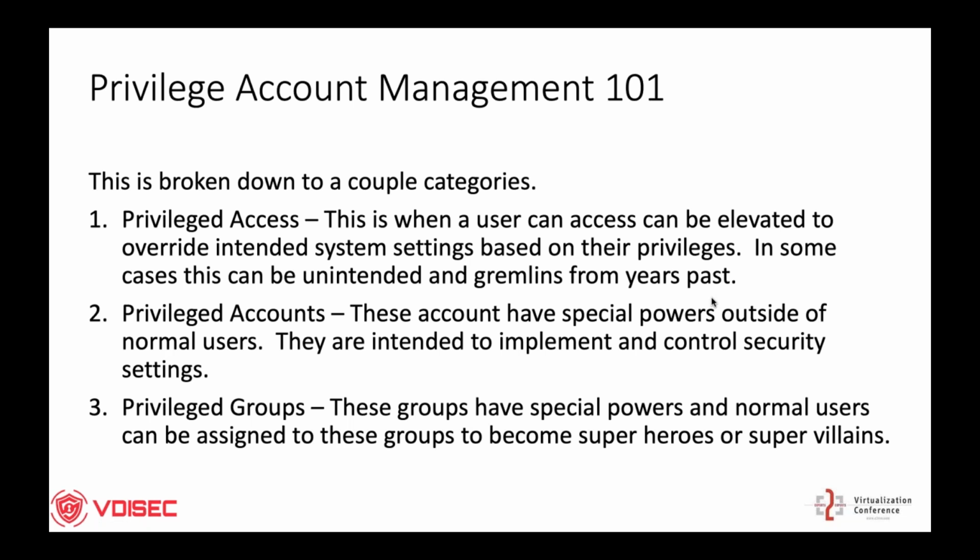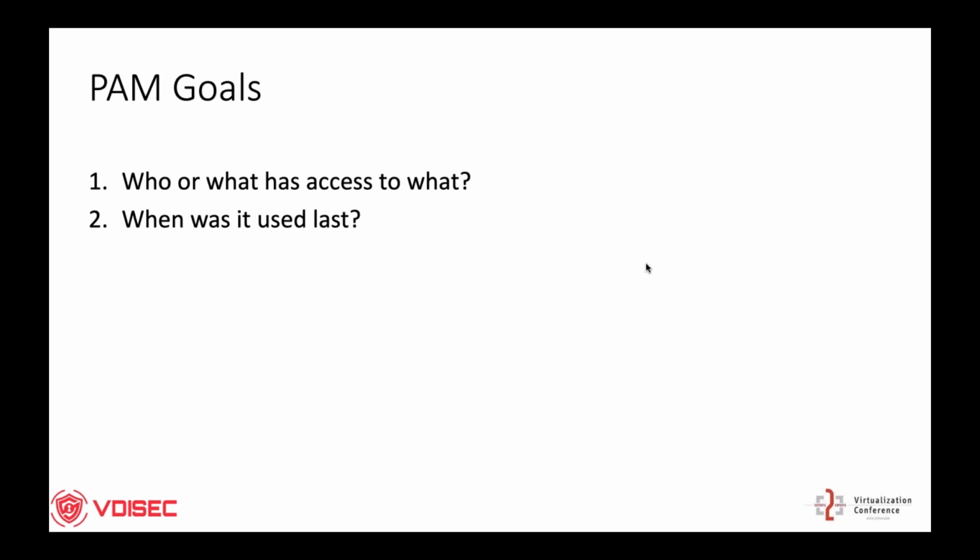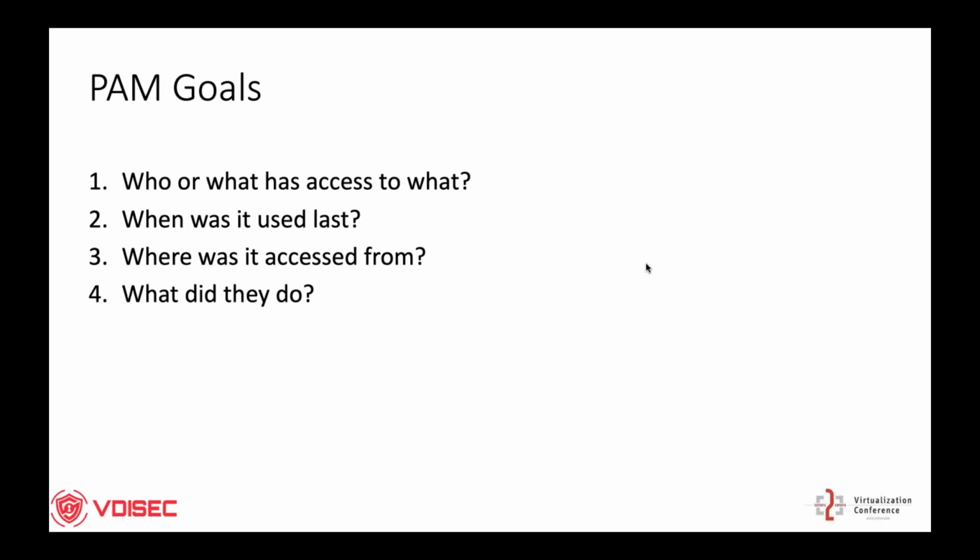So there's our three things that I was yapping about that now you can see. So you got the privileged access, the accounts, and then the groups. Some of these groups are a little more exciting than others, but our goals with any privileged account management solution is we need to know who or what has access to what. And this means people and things, service accounts. And when was it used last? Who was the last time it logged in? When was the last time and where was it accessed from? Who logged in from what where? And then what did they do on there?